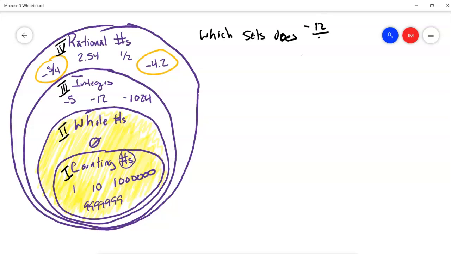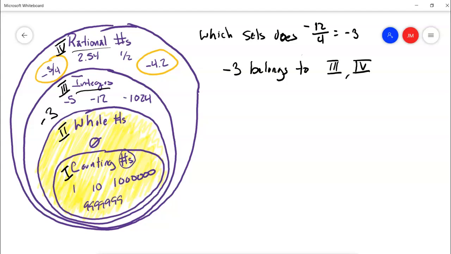Negative 12 over 4. Well, earlier we talked about fractions or division, so this equals negative 3. Well, negative 3 is going to go right here in integers, right? So this set, negative 3, belongs to 3 and 4. Because we have integers as 3 and rational as 4.